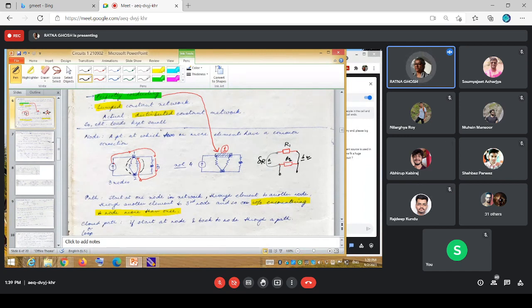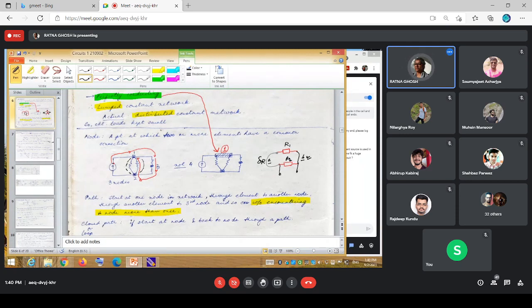So you start at one node in the network, go through an element to another node, and so on. You can go on as long as you are not encountering any particular node more than once. You can encounter a particular node only once, or else you can go and stop there at max. You can't cross it again. So that is your rule for a path.